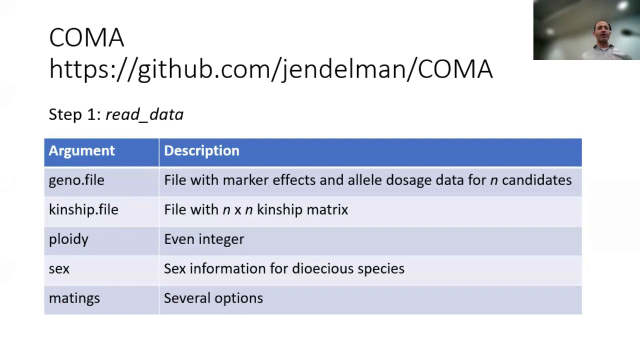The kinship file is an n-by-n kinship matrix. You can give it any even integer ploidy. If you're working with a dioecious species, which I've not done extensive testing on because I don't work on one, in theory the math should allow you to also deal with the fact that you have different male and female individuals. So if anyone has data like that, I'd be very interested to have you try this out and let me know if you find any problems. And the matings argument has a couple of different options, so we'll come to that in a second.